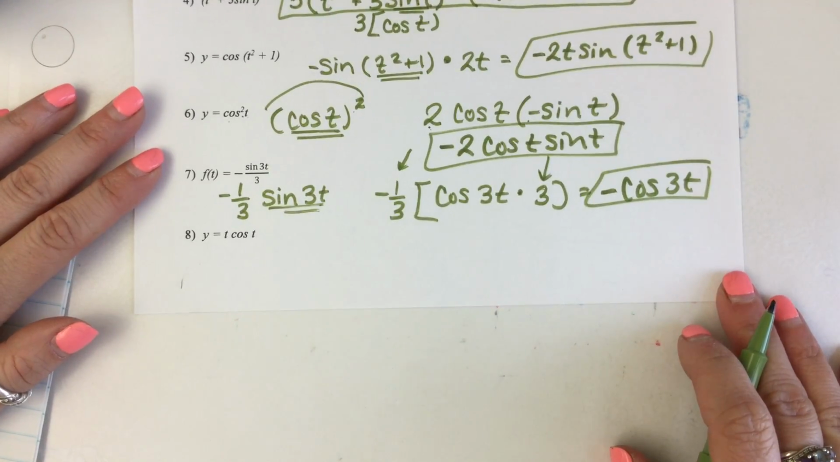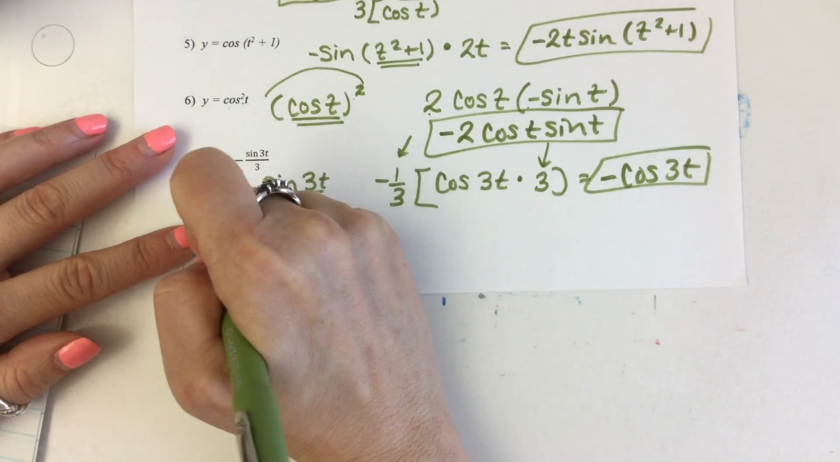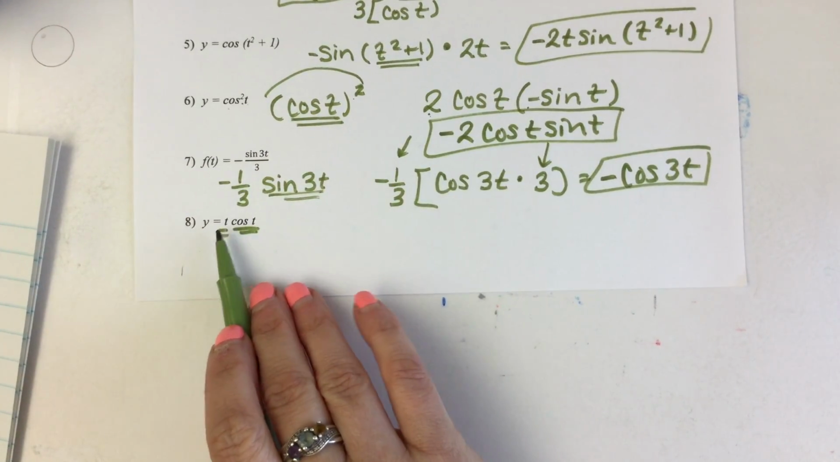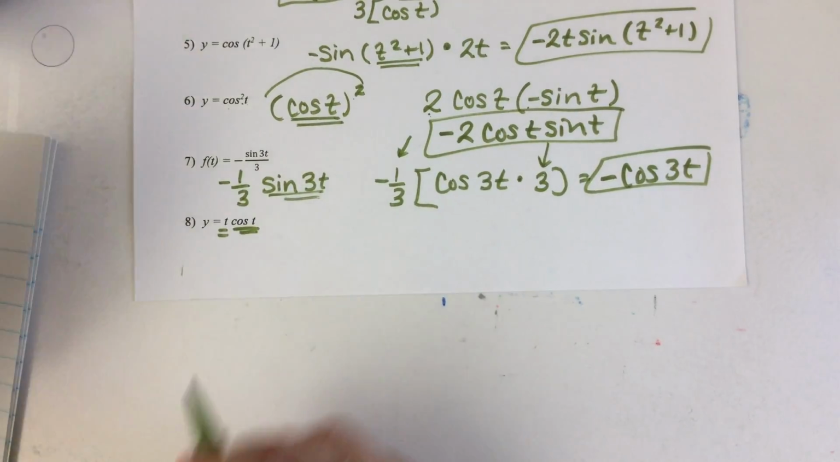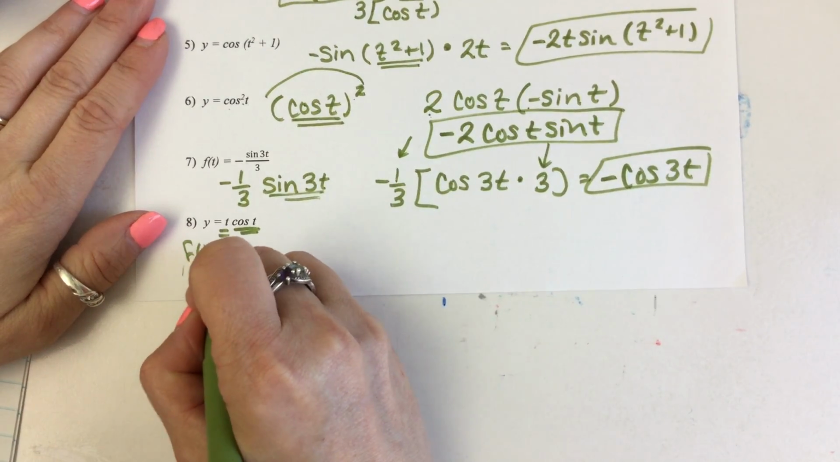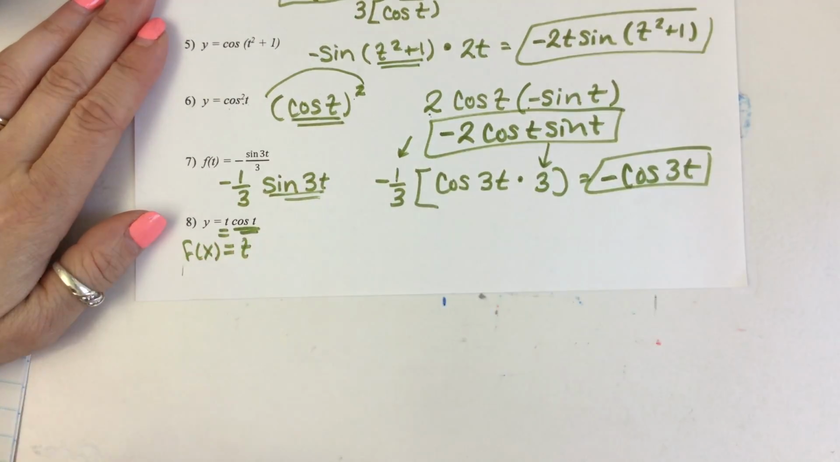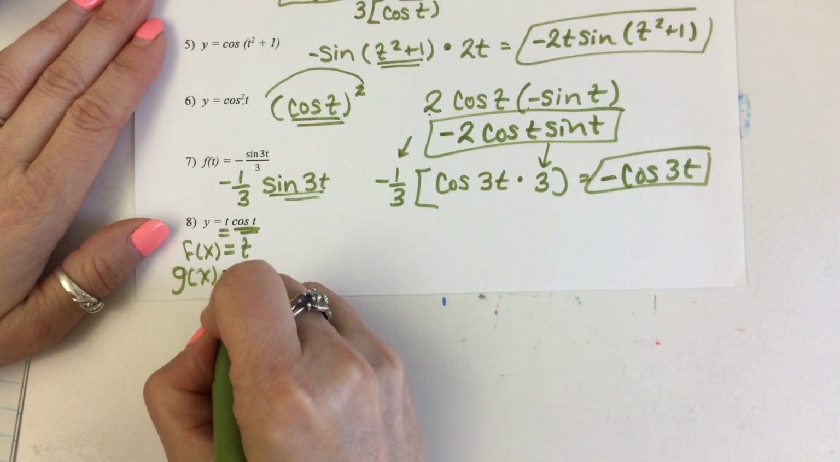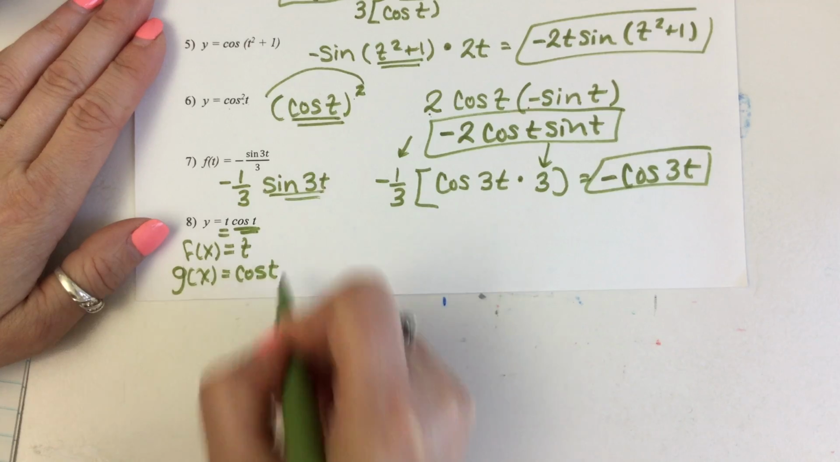That's the derivative. Now the next one. This is the product rule because I am multiplying two things together that both contain a variable. Product rule, the first thing that you're multiplying, that is f of x. So f of x is t. G of x, the second thing, is a cosine of t.